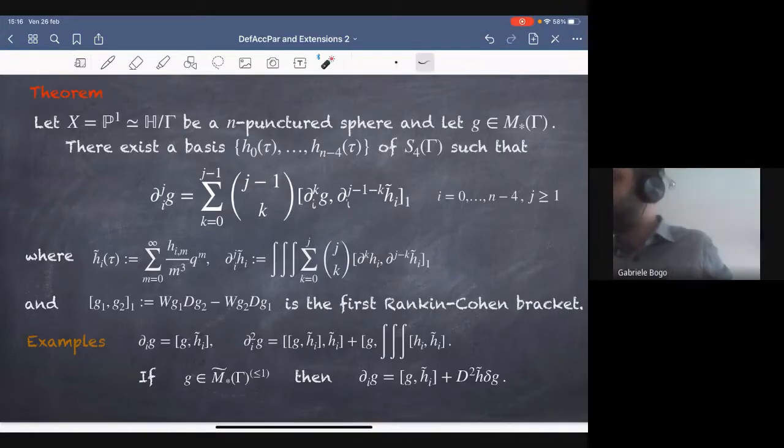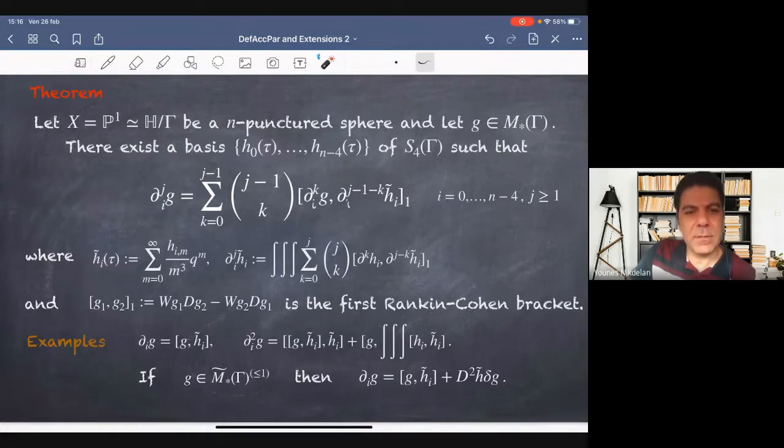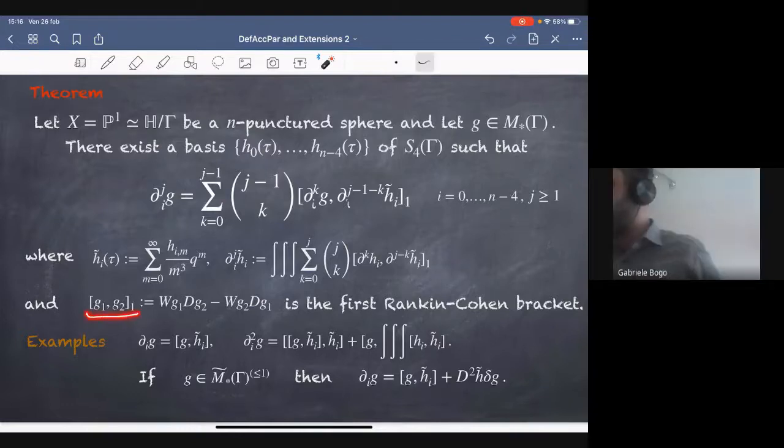This is just to say that this deformation operator is well behaved with respect to Rankin-Cohen brackets. It takes like a derivation with respect to them. And in the example, it is which Rankin-Cohen bracket? The first? The first one. It's always the first one. But you can have nested Rankin-Cohen brackets.